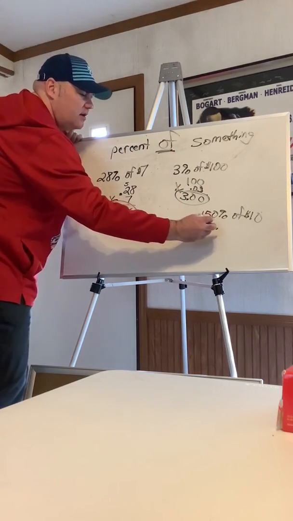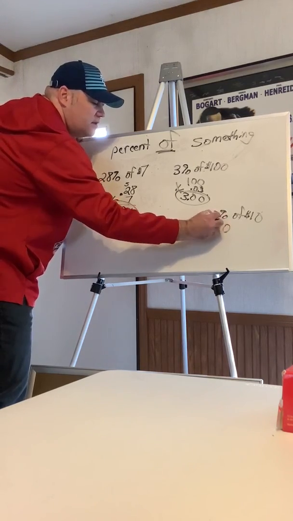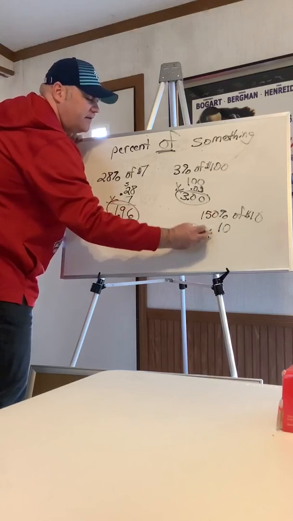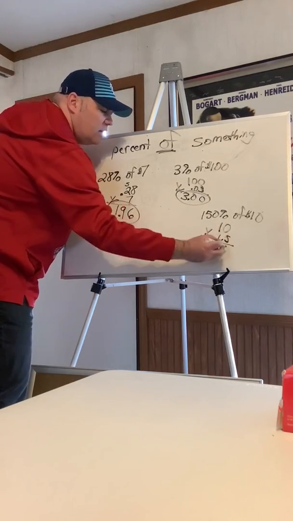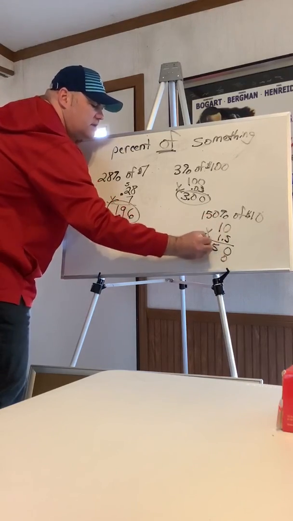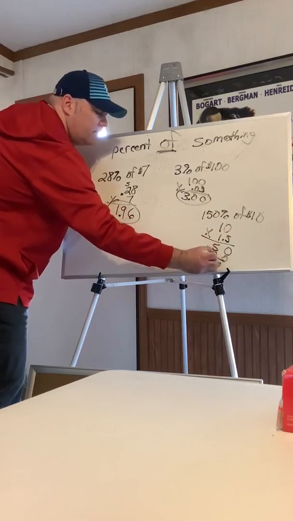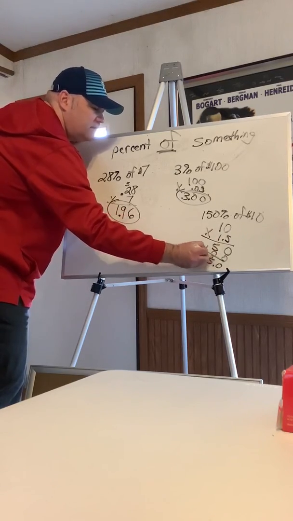150% of $10. Okay, so let's do $10 times 150%. Move the decimal twice. It's 1.5. Okay, 0.5, 0.1, and move the decimal once. It's $15.